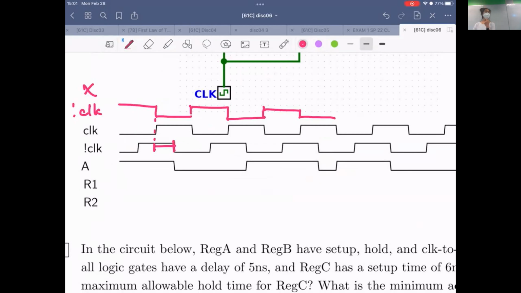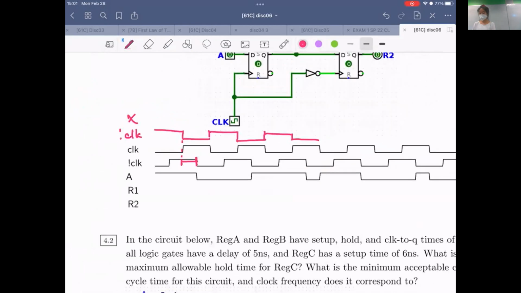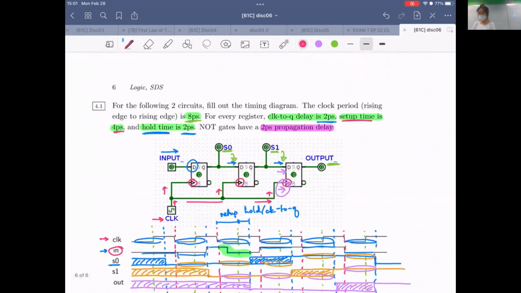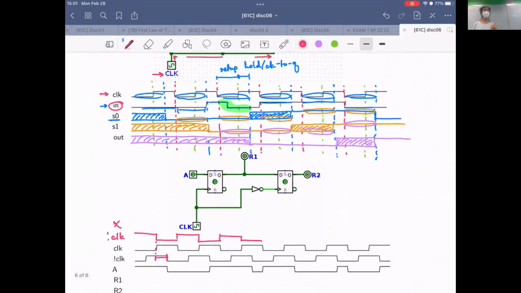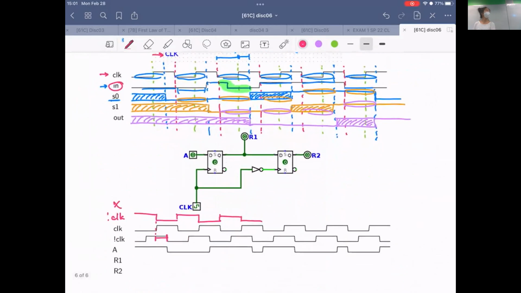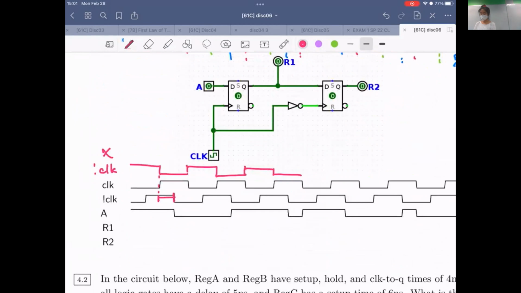And the reason is because we have the 2 picosecond inverter delay right here. So remember, NOT gates have a 2 picosecond propagation delay, and that affects what kind of signal comes out to be fed into the clock. So that's why the clock looks like this, and it's not a perfect one-to-one correspondence right there. So I'm going to erase the wrong clock right here.